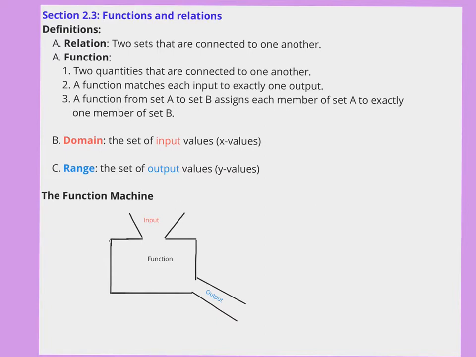Below is a picture of a function machine. The way a function machine works is you have an input. So in this case, we're going to input the number 4. A function is performed inside the machine, and then you get an output. In this case, the output is 6. The function that was happening inside the machine was x plus 2.